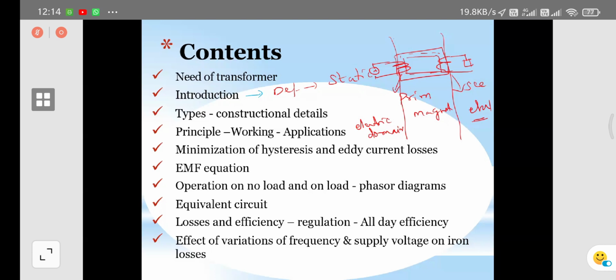Next, it is a single excited device. We will discuss all these points here.